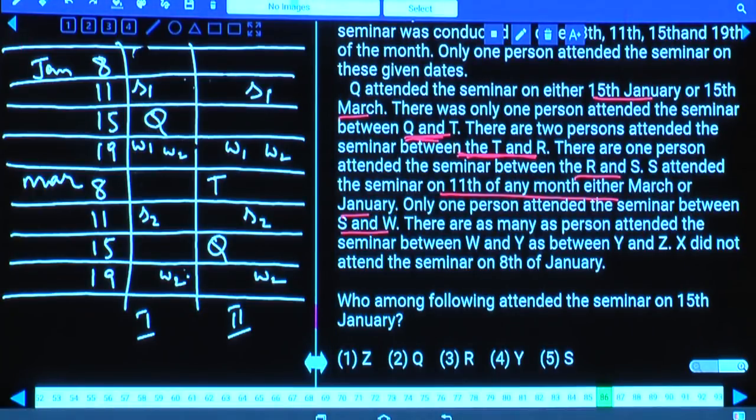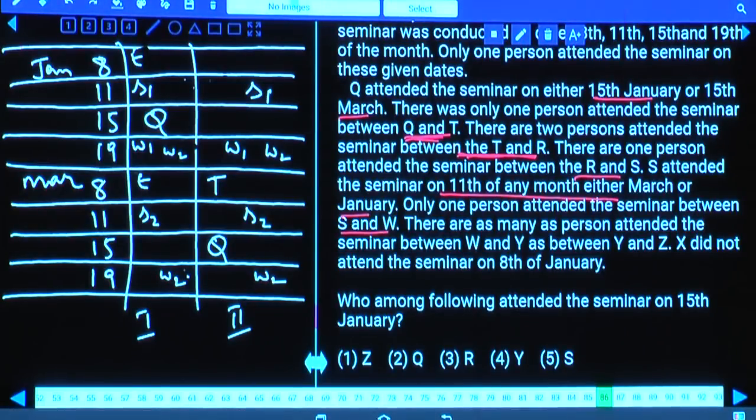Two persons between T and R. Now in this one, where should this T be in the first one? And one person between T and Q. Only one person between Q and T, either on here or here, isn't it? Q attends the seminar on 15th Jan or 15th March, and there is only one person attending the seminar between Q and T.